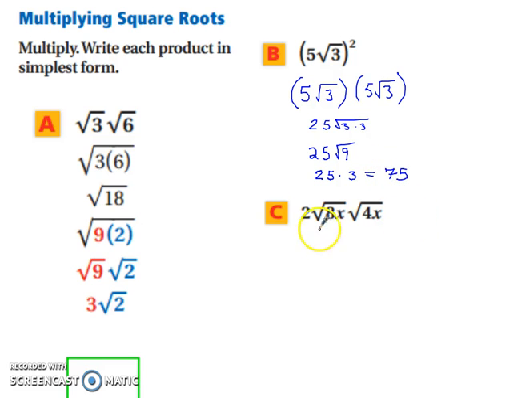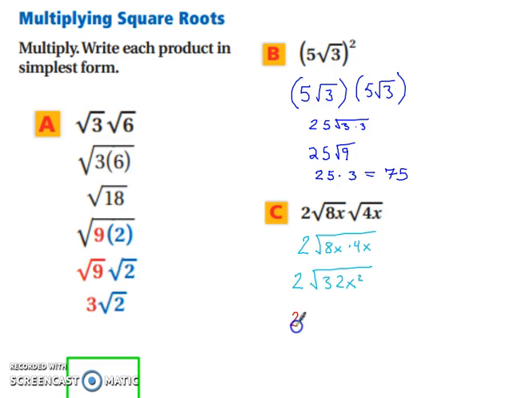Let's try another one. Let's look at C. So we have 2 times the square root of 8x times the square root of 4x. So now, let's look at combining what's underneath the square root. So we're going to keep this 2 outside. So then we have the square root of 8x times 4x, which means that we have 2 times the square root of 32x squared. Well, now we can start splitting things up.